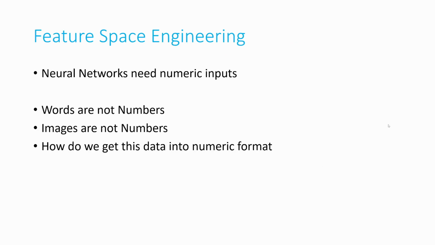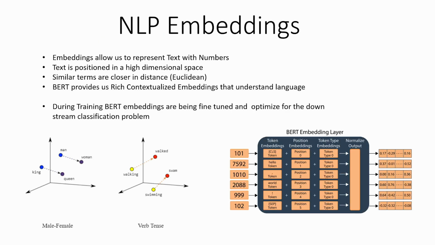So, as we said, neural networks need numeric inputs, and obviously words and images are not numbers. So how do we get this data specifically into numeric format? For natural language processing problems, we use embeddings to represent text with numbers. And so we position text in a high dimensional space, and similar terms are closer together in distance. So here we see in a 3D space some terms being plotted, and we see that the similar terms are closer together.